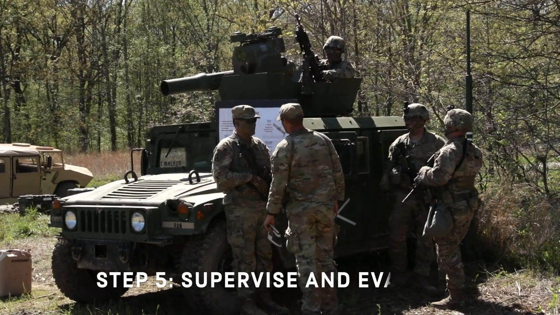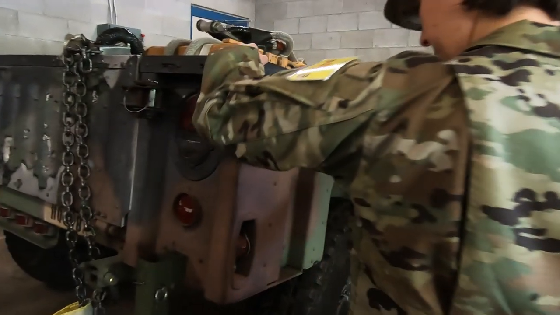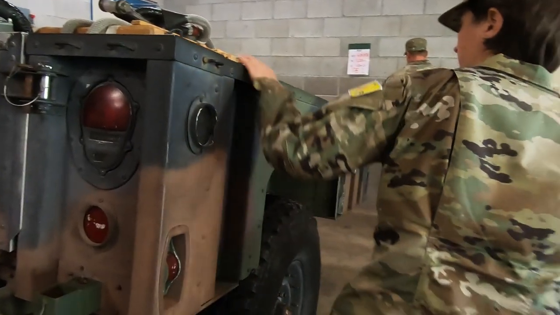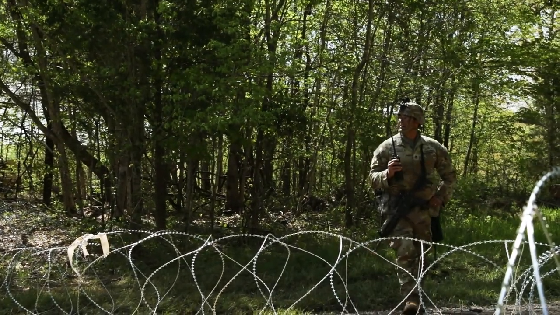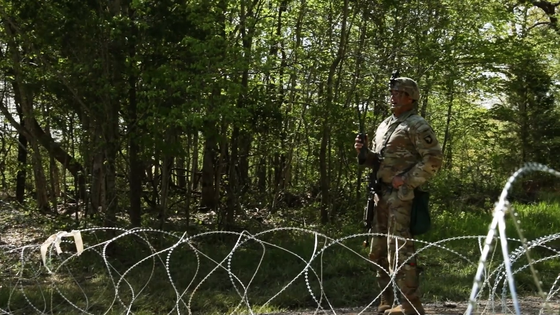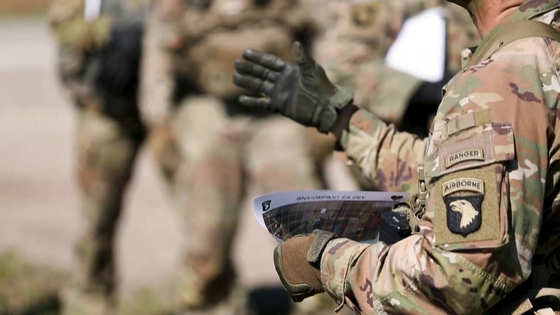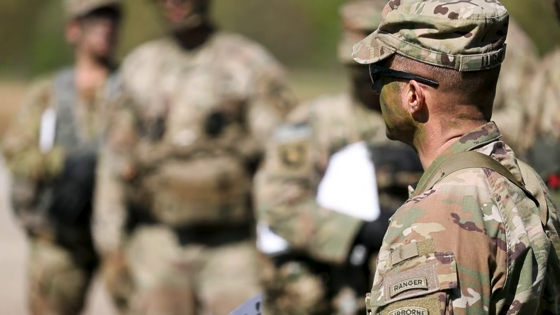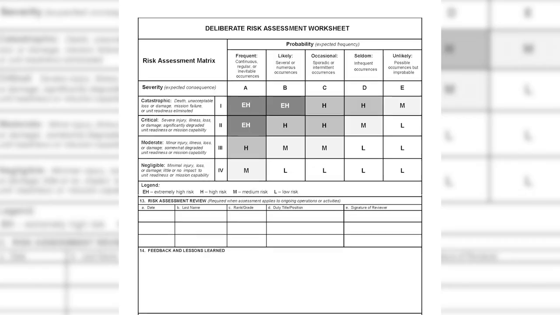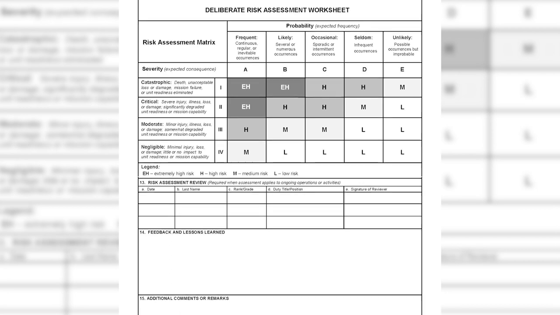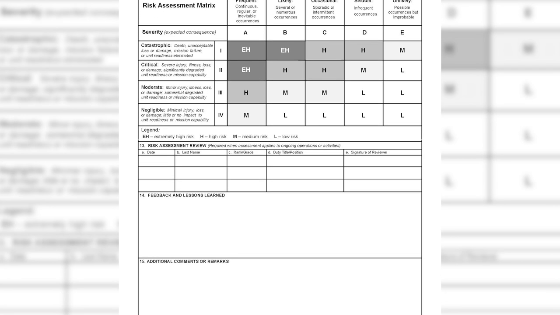Step 5. Supervise and evaluate. Conduct follow-up evaluations of the controls to ensure they remain in place and have the desired effect. Additionally, monitor for changes that may require further management of risk and take corrective action when necessary. After the mission or task is complete, leaders must seek feedback from the team to determine what went well, what didn't go well and why, and what can be improved upon next time. DD Form 2977s should be maintained with after-action review records in order to assist in planning future-like operations.